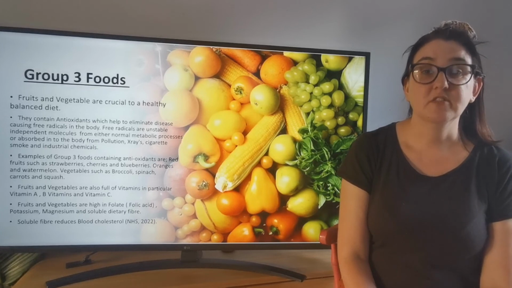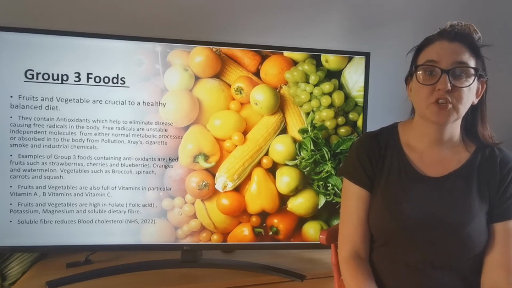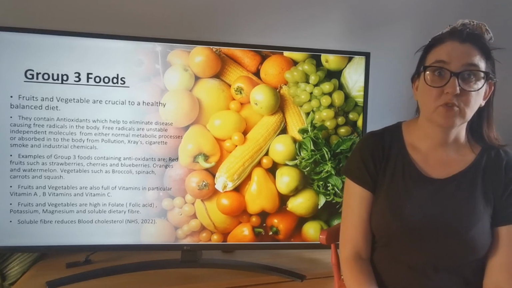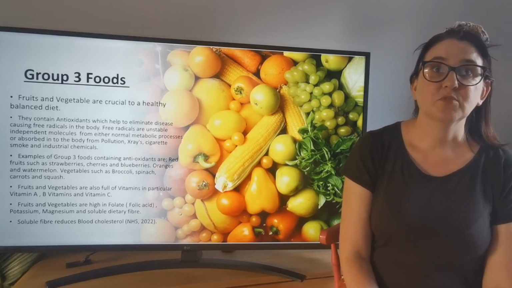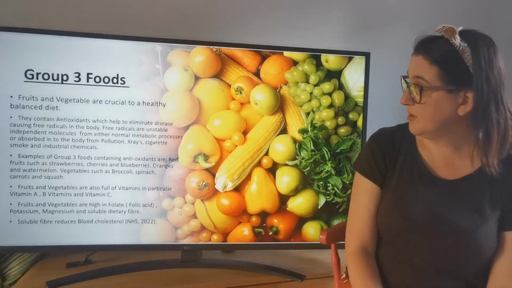Free radicals are unstable, independent molecules from either metabolic processes or absorbed into the body through pollution, X-rays, cigarette smoke and industrial chemicals. Fruits and vegetables are good sources of vitamins, minerals and soluble fibre.